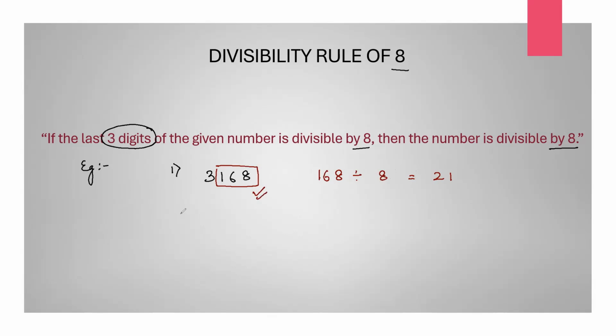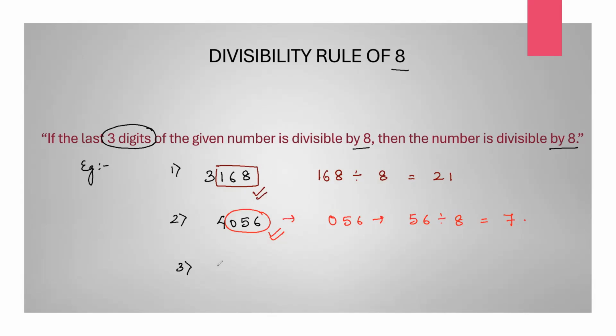Let us take another example. 4056. Here, the last 3 digits are 056. Now, 056 is simply 56 and we know 56 comes in the table of 8 as 8 sevens is 56. Since 56 is divisible by 8, therefore, we can say 4056 is also divisible by 8.